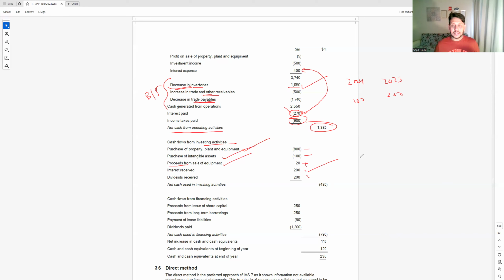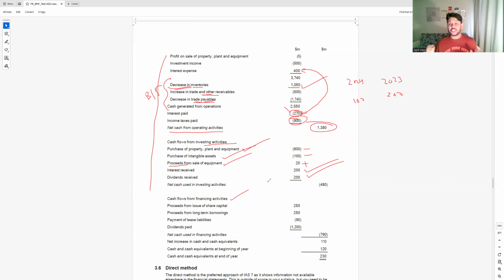Dividend received, again, I make some investment. If it's dividend paid, it will be financing activities. So this format has to be in our head. We have to remember it. We need to write it down on paper a few times so that I can see this format as a picture. Then cash flow from financing activities.